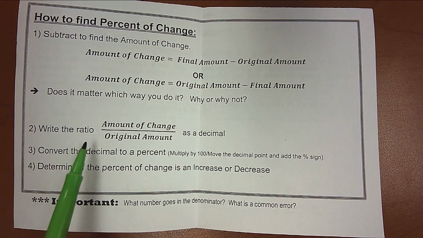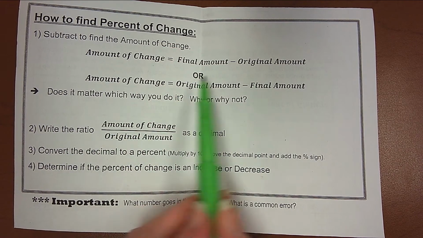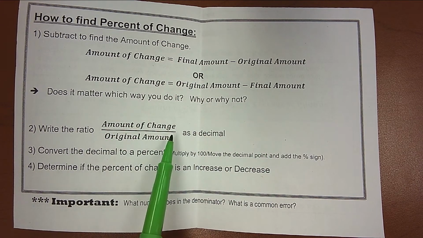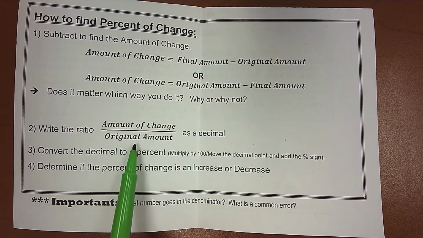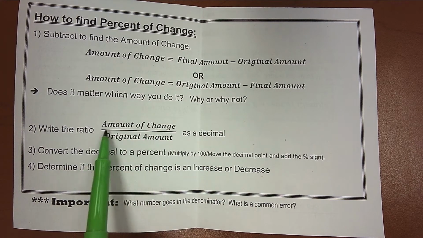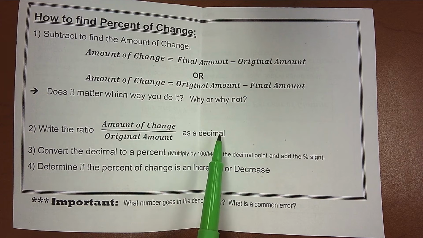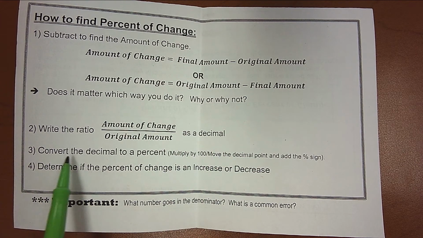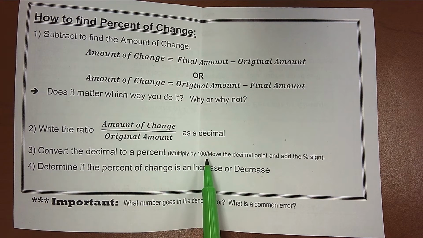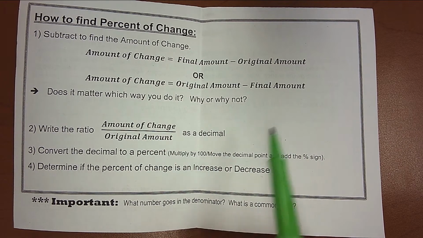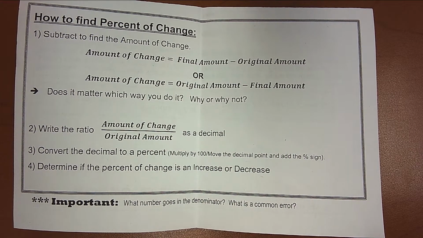So we'll then write the ratio, the amount of change. So what we did, we subtracted. And we'll write it over the original amount. The fraction bar means divide, so we'll write it as a decimal. And then we'll convert the decimal to a percent by multiplying by 100 or moving the decimal two places to the right and adding a percentage sign. And then we'll determine if the percent of change is an increase or a decrease.